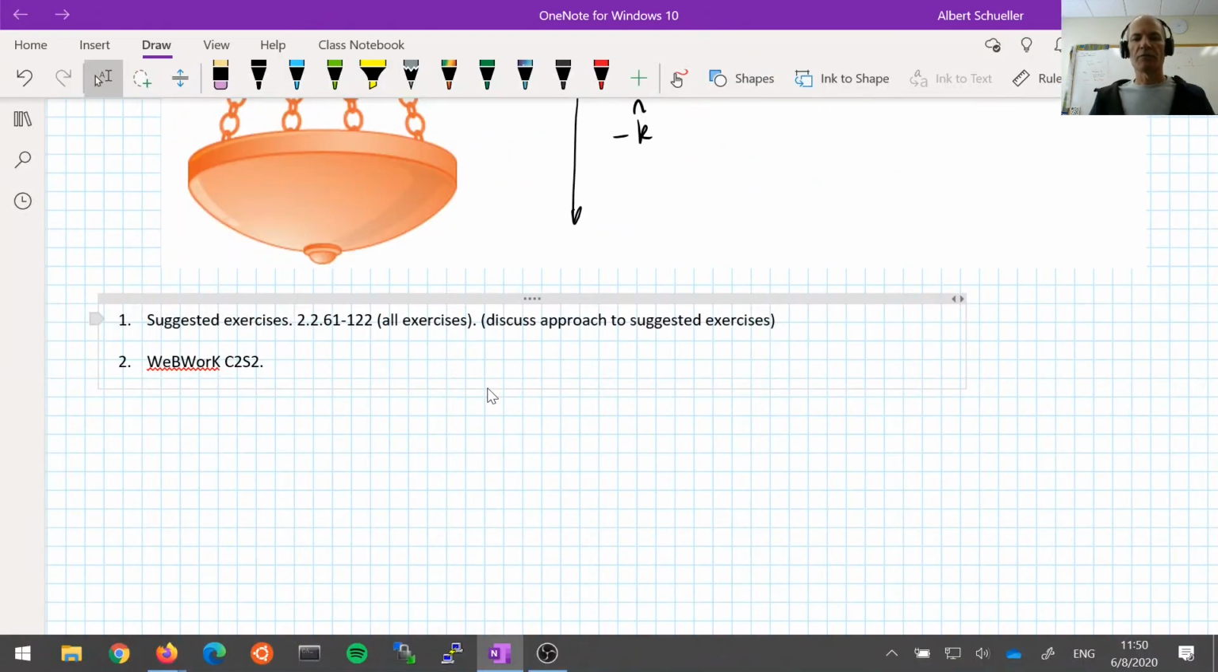Once you've convinced yourself or you feel comfortable that you have all of the objectives, then jump over to web work and do the assessment for Chapter 2, Section 2.